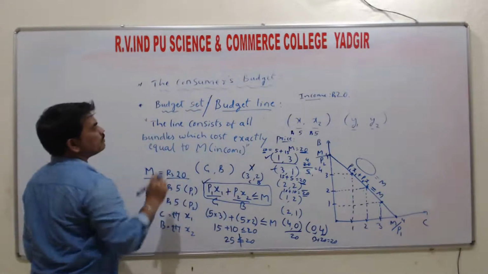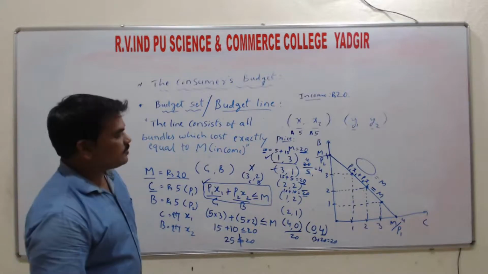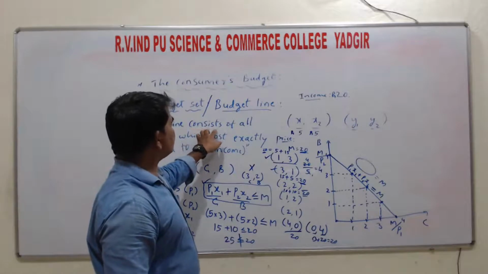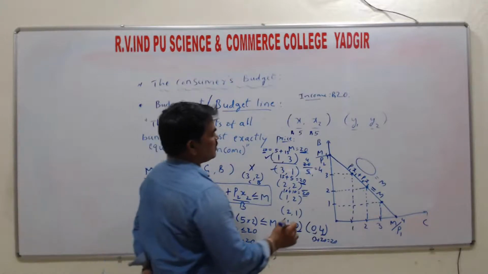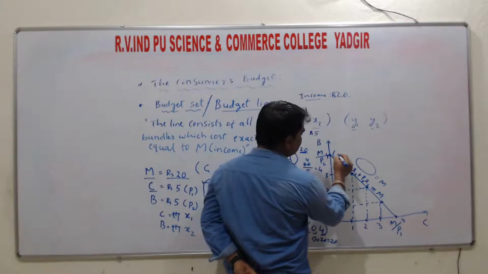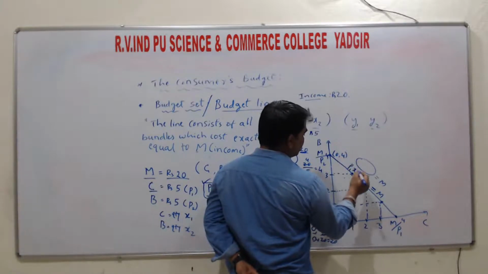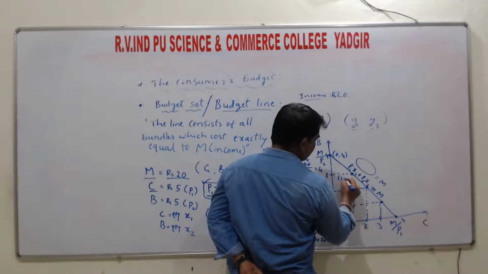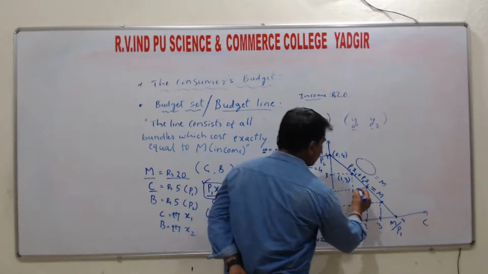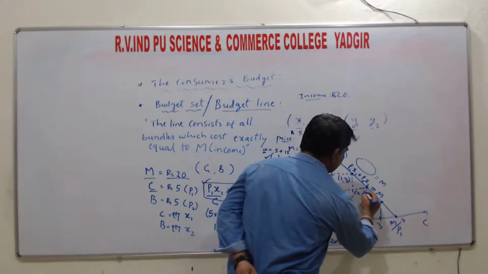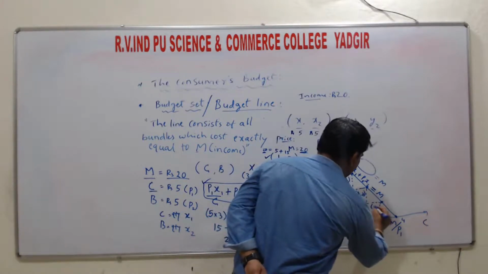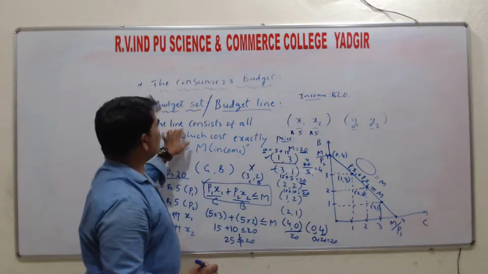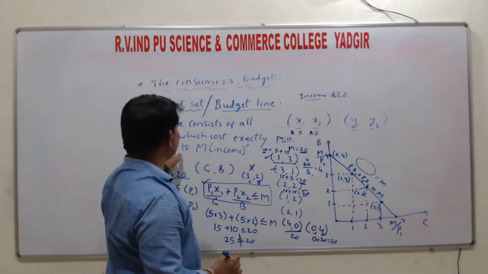So what do you mean by budget line? As we know, the line consists of all bundles. We have one bundle here, it is 0 chocolates, 4 biscuits, and one more bundle, 1 chocolate, 3 biscuits, and one more, 2 chocolates, 2 biscuits, and in this bundle we have 3 chocolates, 1 biscuit.